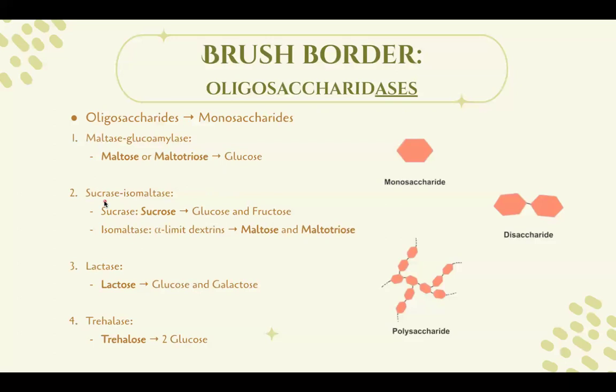Another oligosaccharidase is sucrase isomaltase, okay? This enzyme is actually a bit special because it's essentially two parts. So sucrase and isomaltase. Now, sucrase, from the name, you can tell that it will break down sucrose, right? When sucrase breaks down sucrose, it will convert it into glucose and fructose, both of which are monosaccharides.